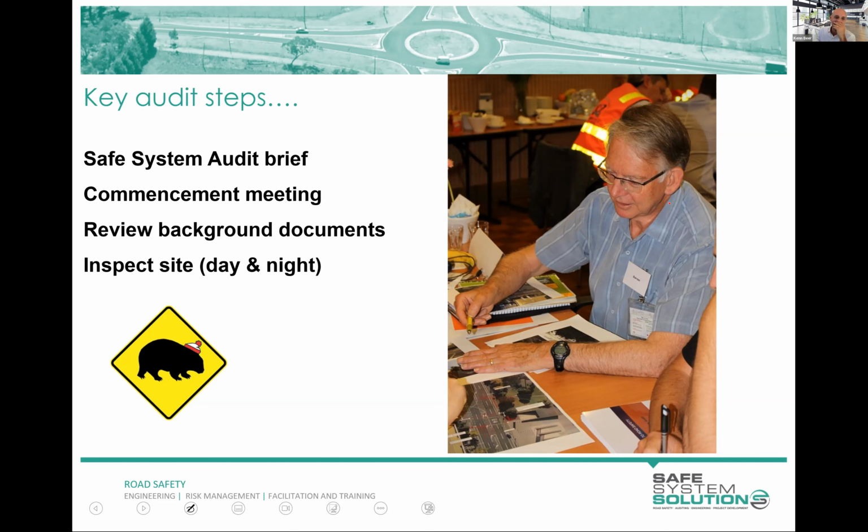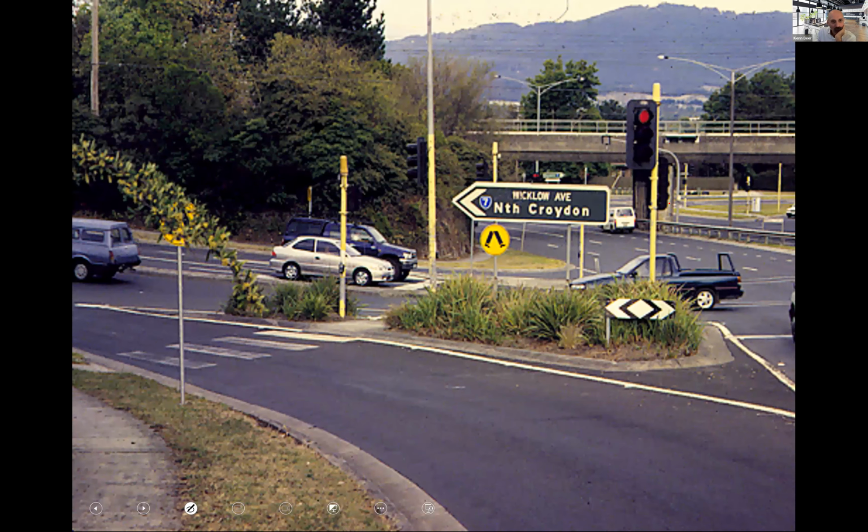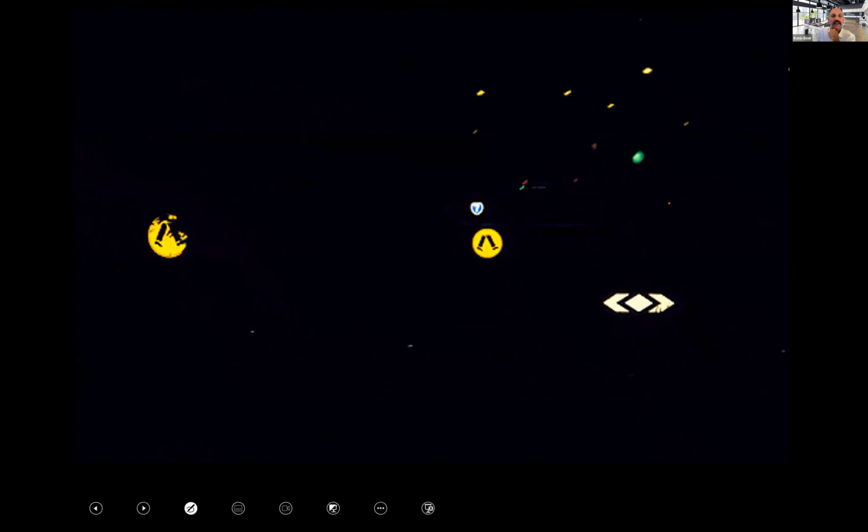Inspect the site day and night. Okay, you want to get out there day and night. Why do we want to get out there day and night? Here's one example, one reason why. There you go. You can see North Croydon up the road there. Very nicely obvious. There at night, we're not sure where North Croydon is, so we're losing our directional sign advantages. Okay, so sign retroreflectivity may be one.